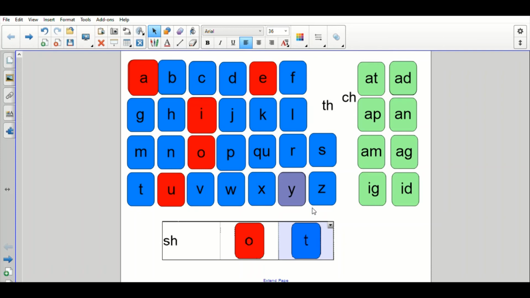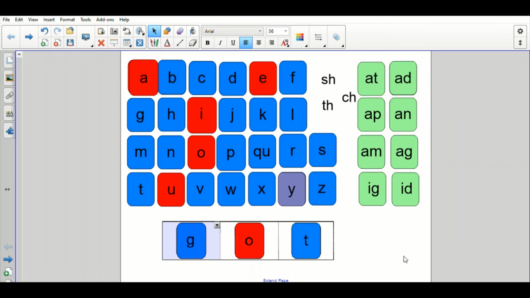Now we're going to change the sh in shot to g. So I'm going to let you go ahead. What do you got to take away to change the sh in shot to g? Did you take away the SH and put the letter G? What does that make your word now? Stretch it out. Did you read got? If you did, great job.